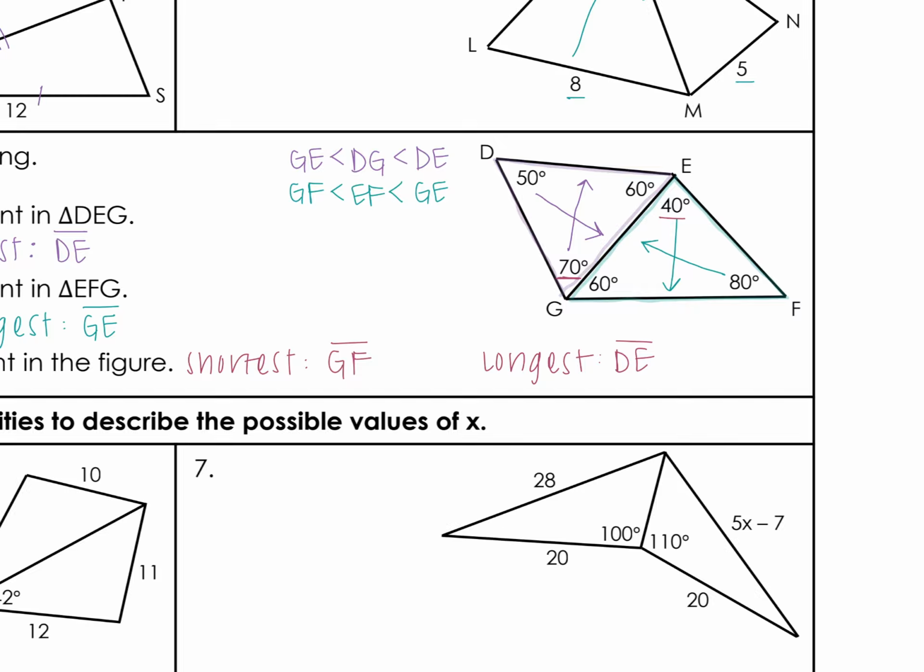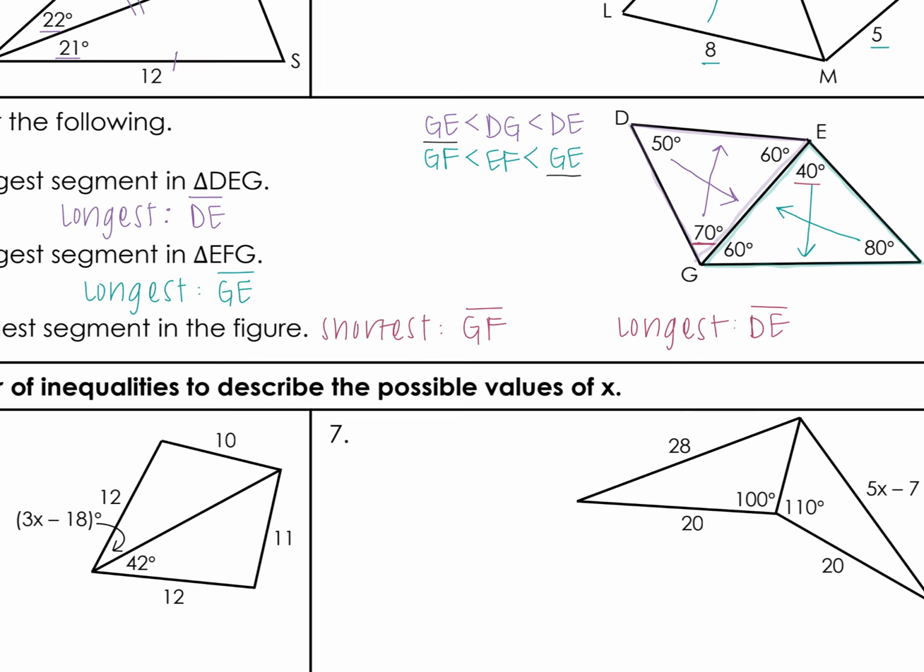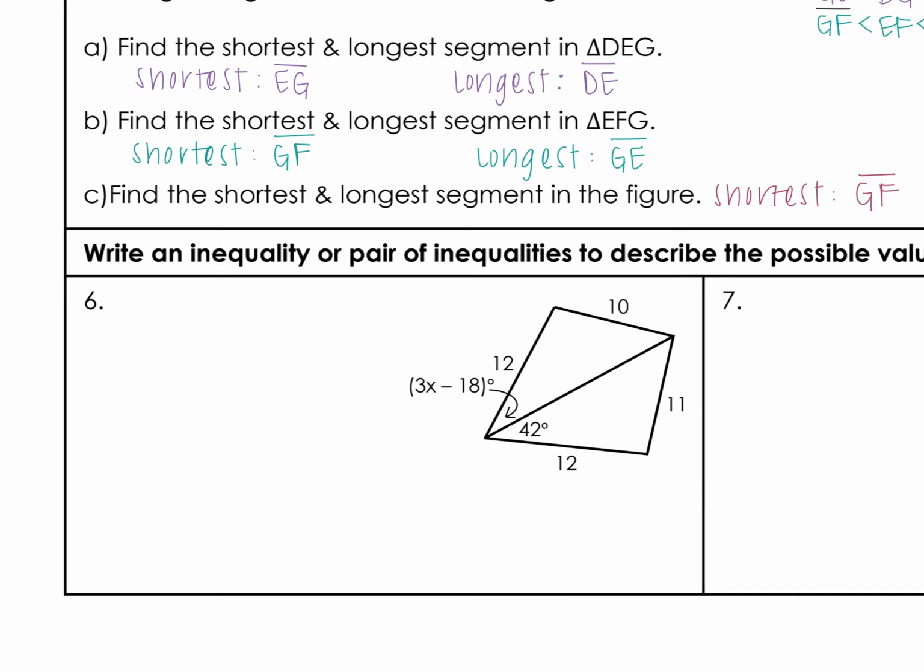Okay, so now looking at what we have here, we can see that they have in common that GE. And this will allow me to tie them all together. So that allows me to see that the largest side overall is going to be that DE. And then my smallest one would be that GF. Okay, so now let's look at our last two problems.